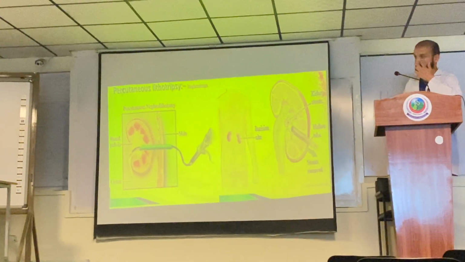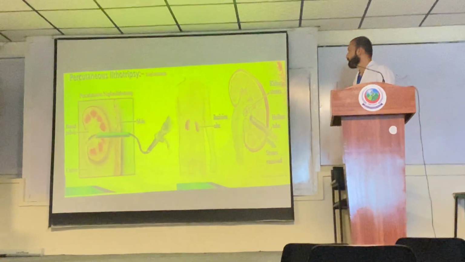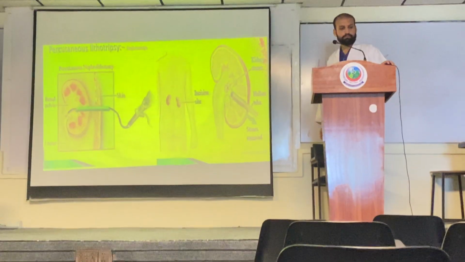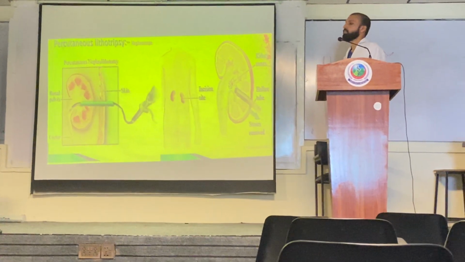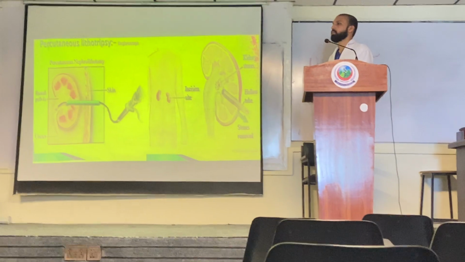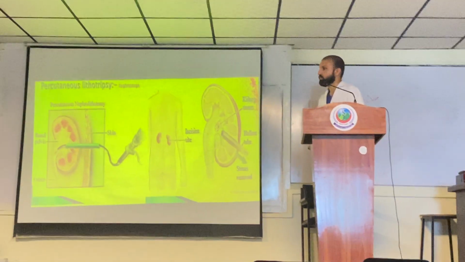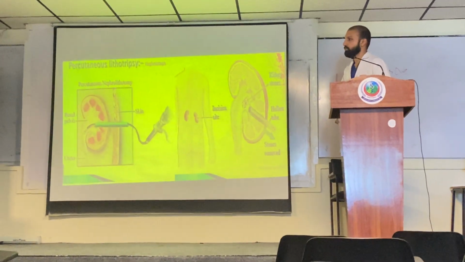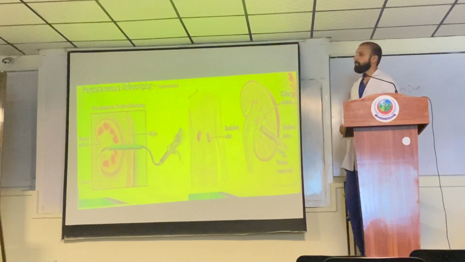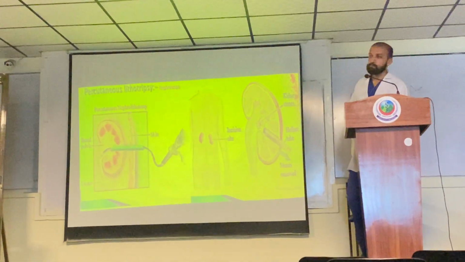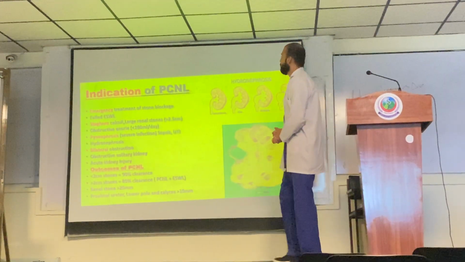Then you insert the scope into the kidney and directly see the stones in the kidney, break them and take them out. This is known as percutaneous nephrostomy. It is a kind of minimal access surgery, where only a 2 to 3 centimeter incision is made, without making a big incision. This is known as PCNL, percutaneous nephrostomy.